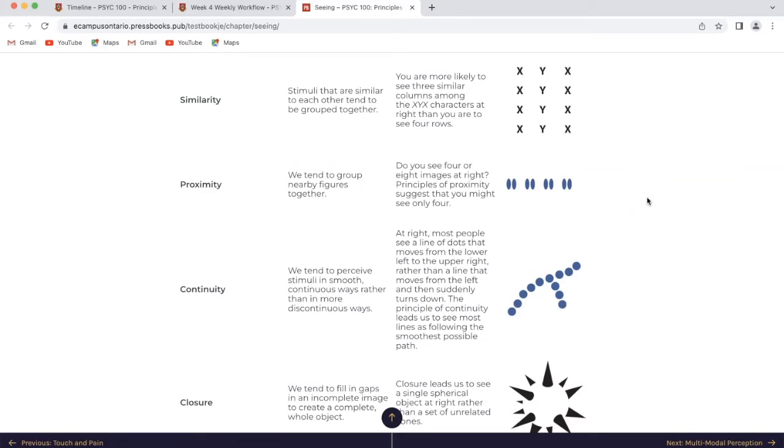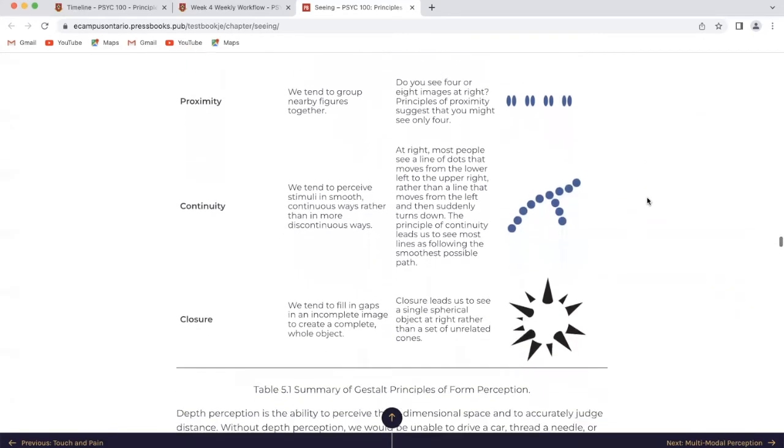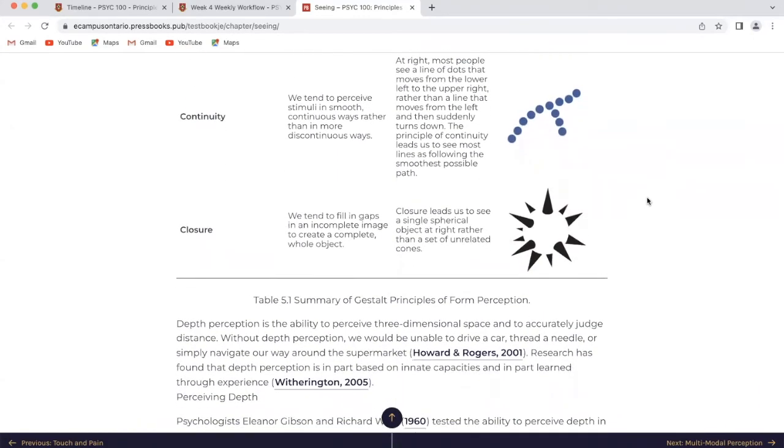The principle of continuity leads us to see most lines as following the smoothest possible path. Closure. We tend to fill in gaps in an incomplete image to create a complete whole object. Closure leads us to see a single spherical object at the right rather than a set of unrelated cones. So they have all of these cones and that's it. But we fill in the blank and all of a sudden it looks like a round white ball with all of these pointers sticking out of it. All right, hopefully that helped.